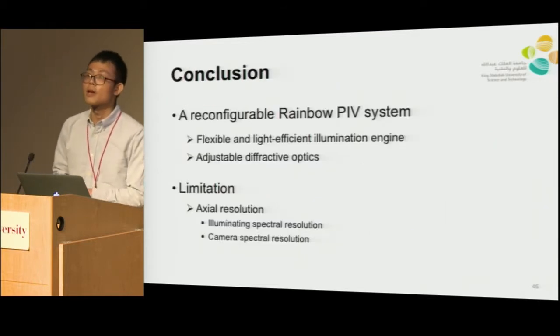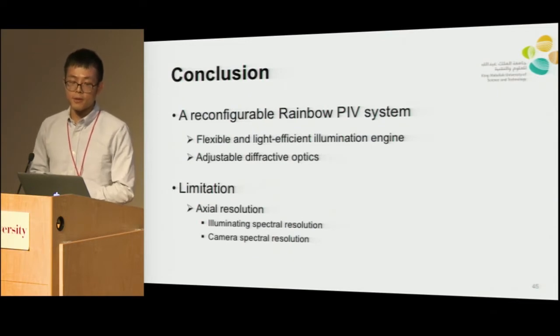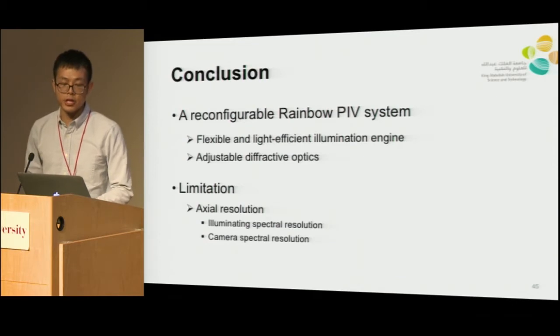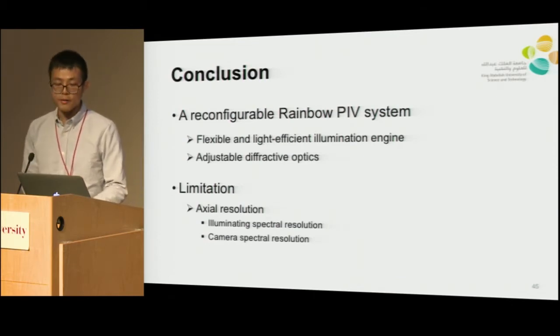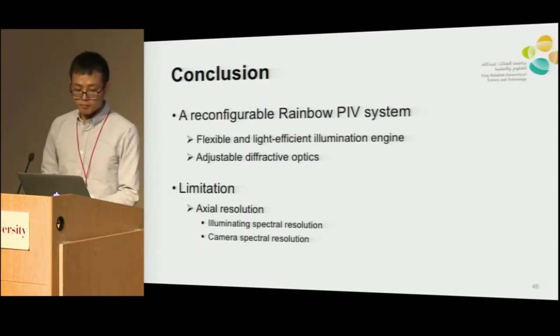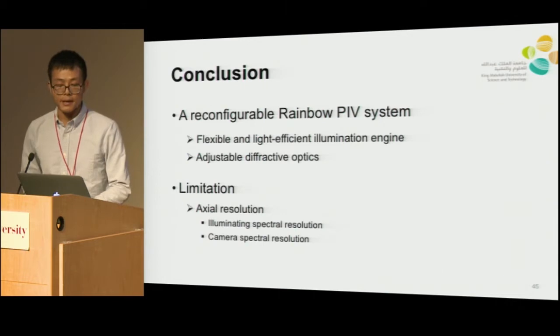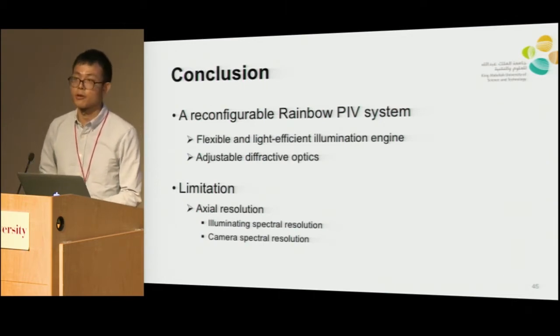Okay, in conclusion, in this work, we proposed a reconfigurable rainbow PIV system, which consists of a flexible and light-efficient illumination engine, and also an adjustable diffractive optic imaging system. While the limited axial resolution is still a big limitation for our model, in general, the axial resolution is limited by illumination spectral resolution and camera spectral resolution.